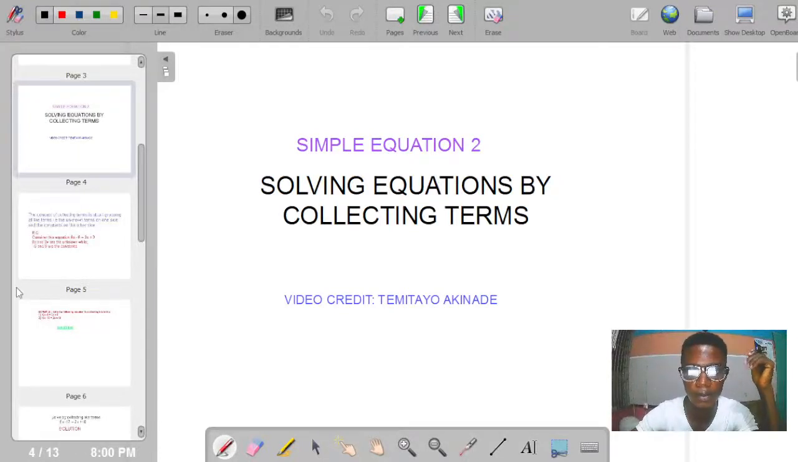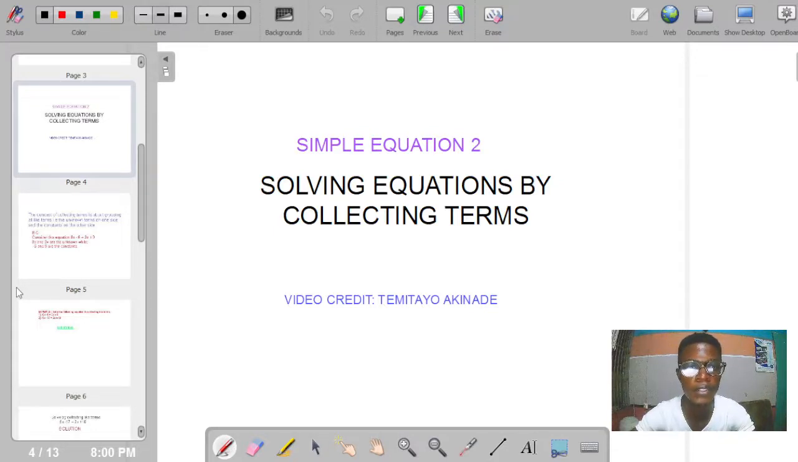Welcome back, guys. Welcome to today's tutorial. We're going to continue on our topic, simple equation. And what we are going to be looking at today is solving simple equation by collecting terms.